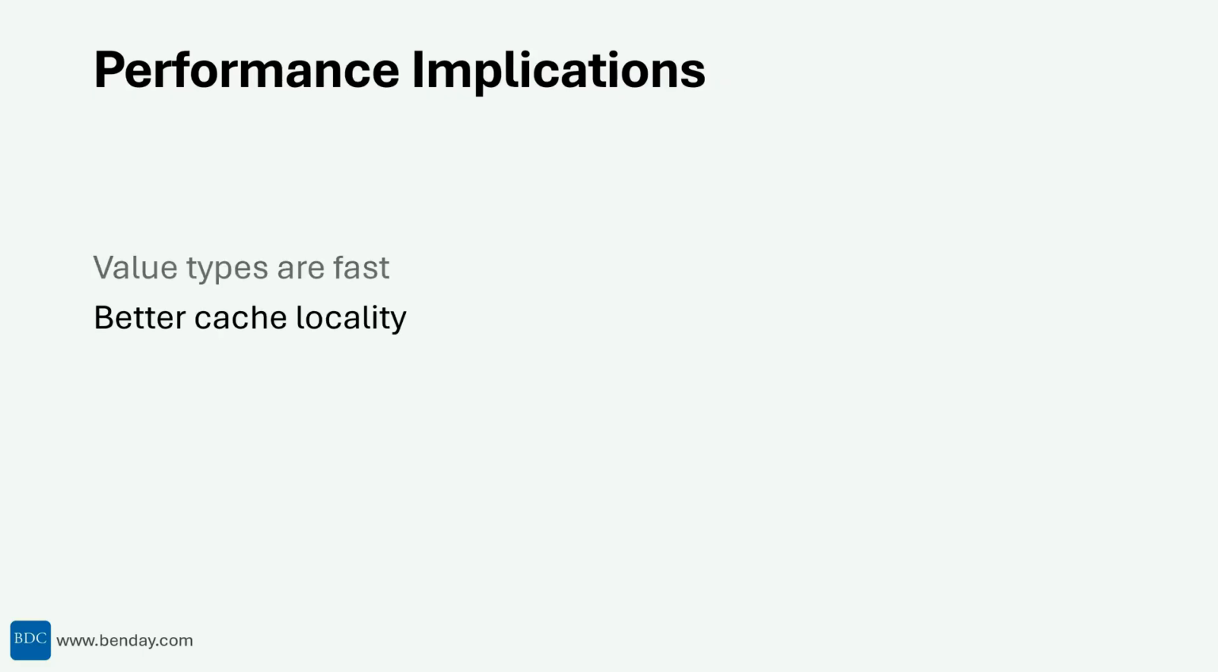Value types are allocated on the stack, super fast. No garbage collection needed, they just disappear when out of scope. Arrays of value types are contiguous in memory. This means better CPU cache usage and faster iteration.